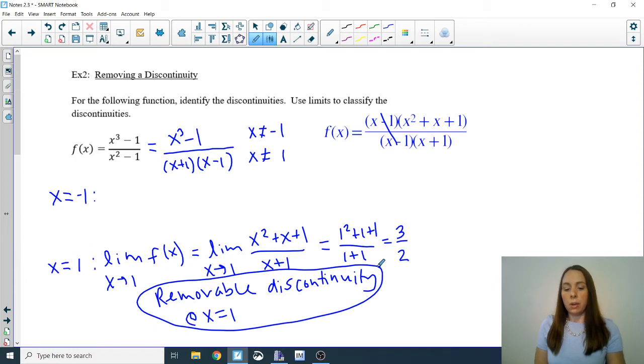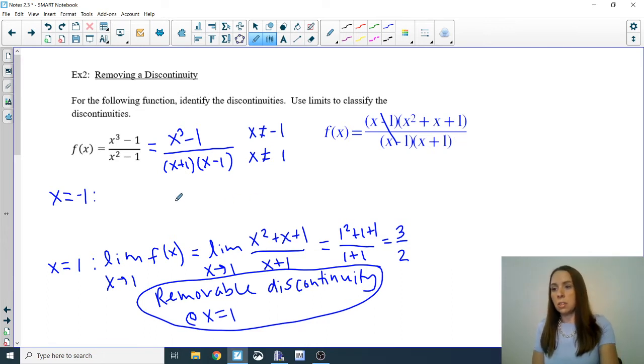Take a look at our rewritten form here. We were able to cancel the factor of x minus 1 from the denominator. However, we are not able to cancel the factor of x plus 1. This quadratic x squared plus x plus 1 does not factor any further. So that's stuck there. And really, that tells you all you need to know. That tells you that you have a vertical asymptote happening at x equals -1, or you could call that an infinite discontinuity. But the way that we're going to write this is like this.